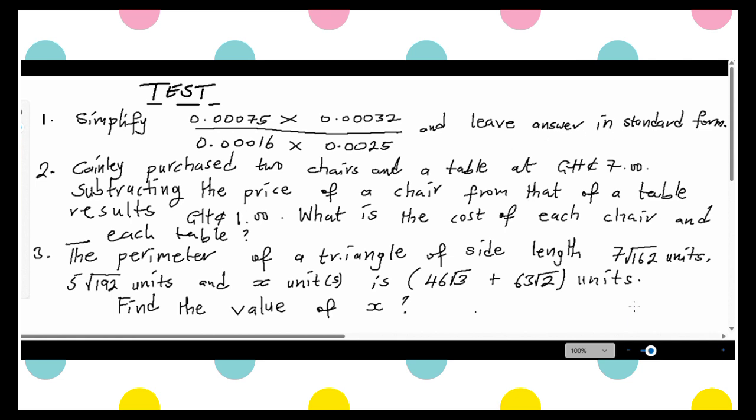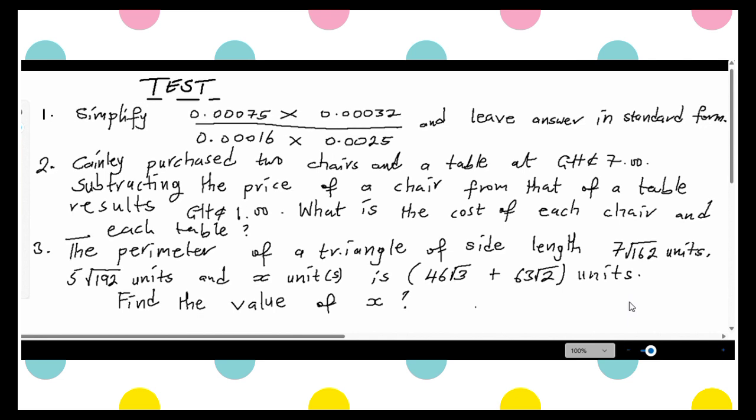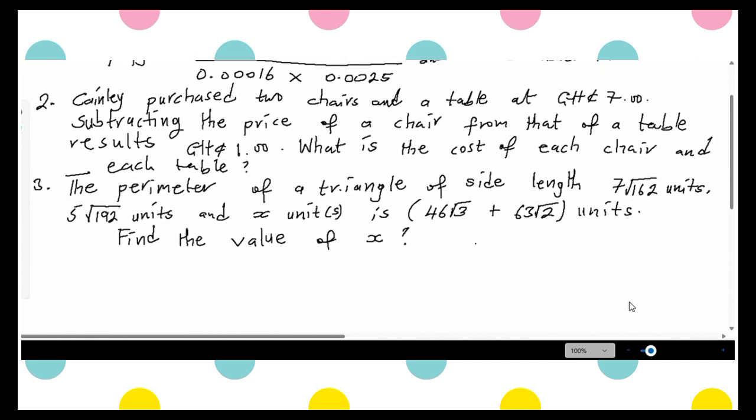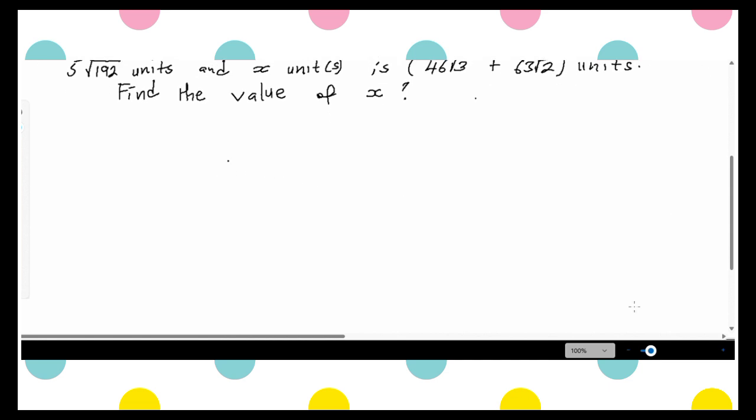Okay, so from the given questions, let's try starting from the question number 1. So in solving question number 1, let us look at the question well. Simplify 0.00075 times 0.00032 all over 0.00016 times 0.0025. So let us write it down.